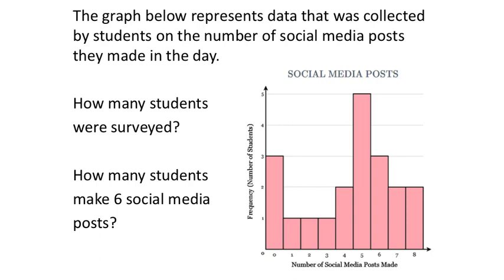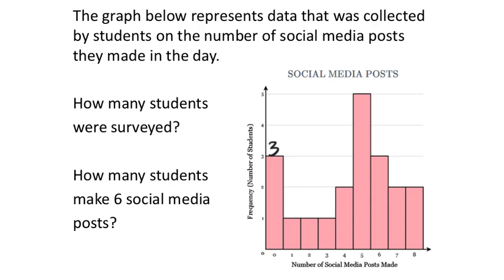What it's asking first, though, is how many students were surveyed. So we just got to go to the top of each bar and figure out how many students made this many social media posts. We don't really care how many social media posts were made right now. We're just asking how many students were surveyed. So overall, for 0 social media posts, I can see it corresponds directly there with the 3. So I know 3 students made no social media posts.